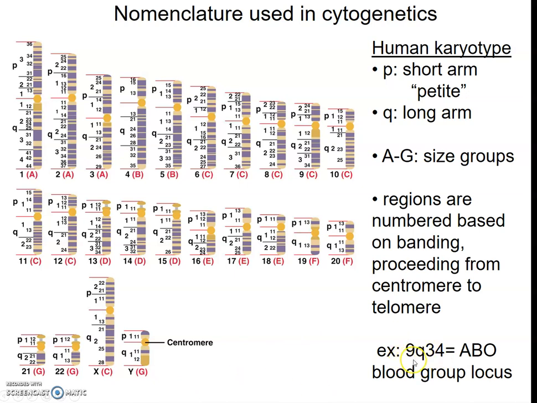So for instance, we know that on gene 9q34, this banding pattern right here would depict the genes that confer your particular blood type. And so you can actually go on, our government has websites where you can go and look at the physical location of basically every gene that has been sequenced and mapped onto chromosomes.